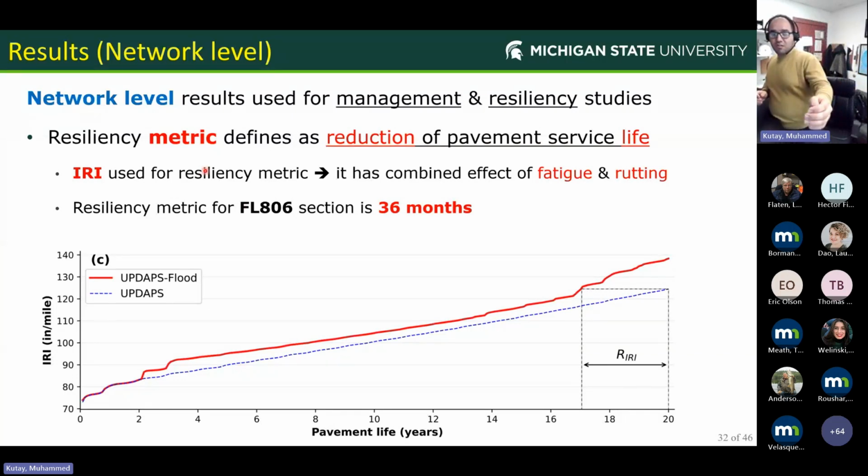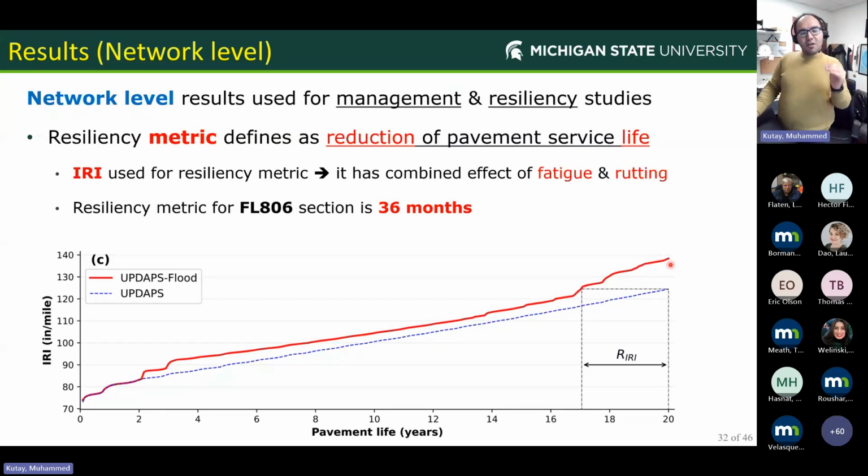Somehow it averages them, and then we can define the resiliency metric for the network level analysis. So this is the project level result. You can see that with the blue dashed line, if you don't have any flooding, you are expecting about 120 inches per mile IRI for this section. But when flooding affects your section, you will see that the IRI increased, for example, up to 140.